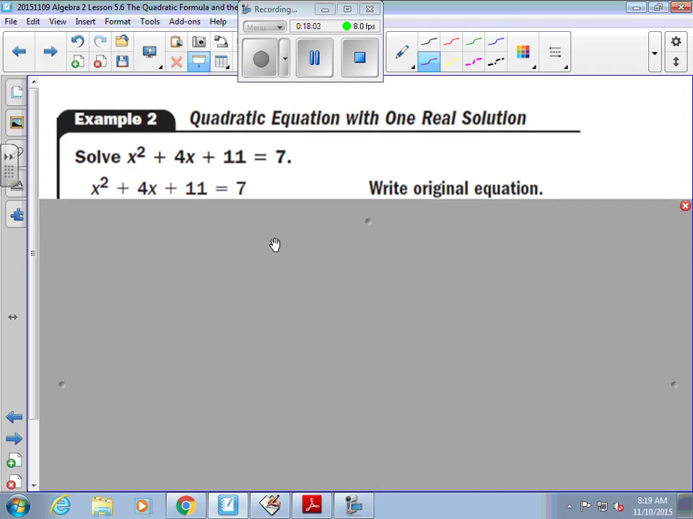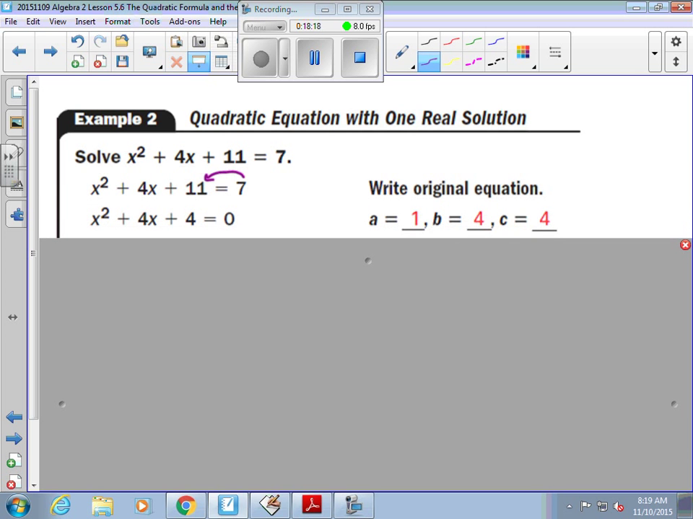So since we have a C value of 11 and a number that's not 0 on the right, we want to make that number equal to 0. We want to bring this 7 over to the other side. In order to bring it over, you subtract 7. Notice when we subtract 7, we get the number 4. 11 minus 7 is 4. And we get the number 0.